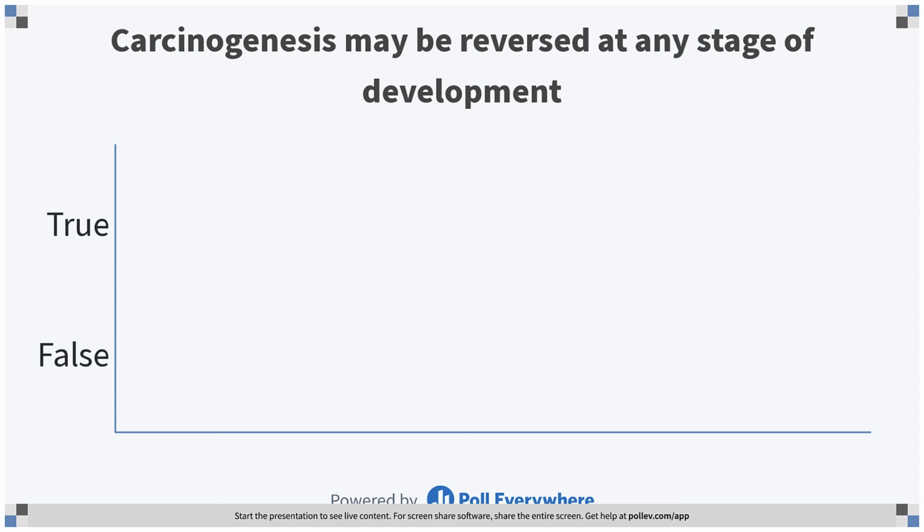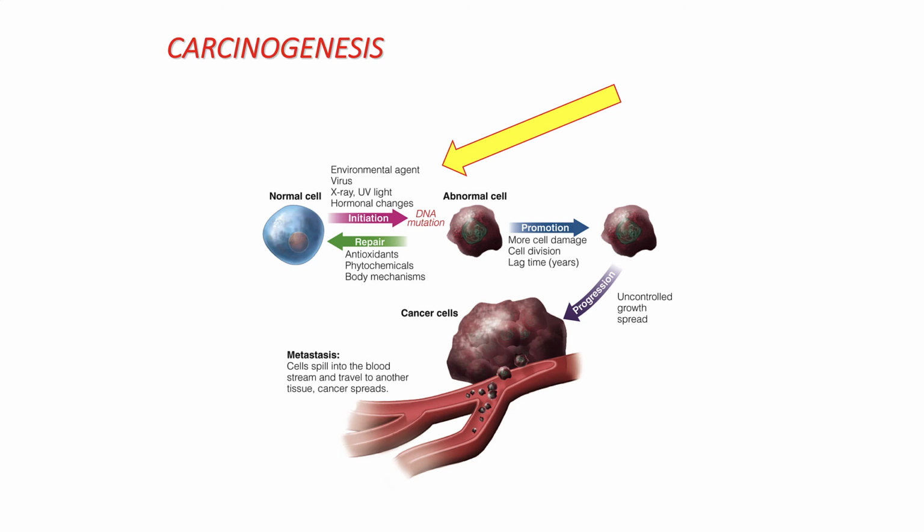Carcinogenesis may be reversed at any stage of development. This is also false. According to the theory of carcinogenesis, when a normal cell becomes an abnormal cell, or the period of initiation occurs and the DNA creates mutations, that stage may be able to be repaired by antioxidants, phytochemicals or plant chemicals, or normal mechanisms in the body. However, once the abnormal cell experiences promotion, then progresses to a tumor, it cannot be reversed. Please remember this is one hypothesis of carcinogenesis, of how cancer forms.